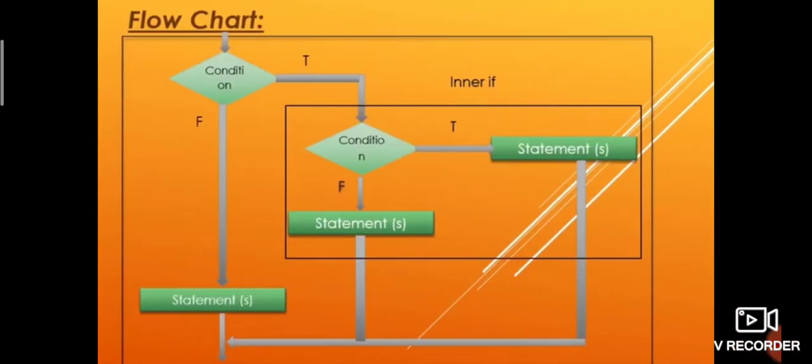Now we are going to discuss the flowchart of nested if. See the flowchart. The control starts by evaluating the condition of the outer if. If that is true, the inner if is checked. If that is true, the inner if statements are executed. If the condition of the inner if is false, then the statements following the else of the inner if are executed. But if the condition of the outer if is itself false, then the statements of the outer if's else will be executed. Okay, I suppose you are clear with the flowchart.